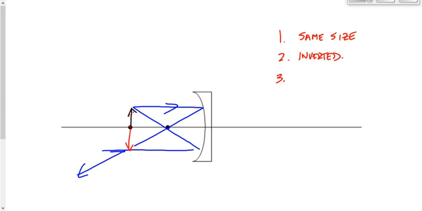And finally, third characteristic, real or virtual? It's real. I could project it onto the screen. We know that because solid lines intersect.